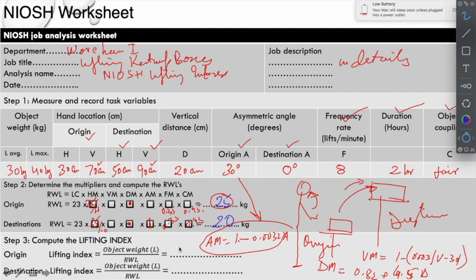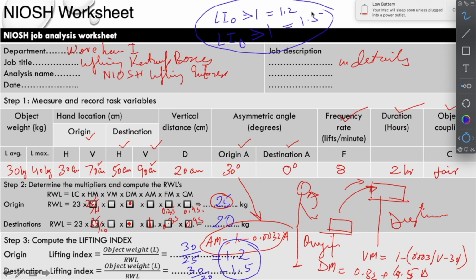So we will calculate the lifting index. Lifting index is object weight over recommended weight limit, and the average weight is 30. So 30 upon 25 will be the lifting index at the origin, and that will be 1.2, and here it will be 30 upon 20, so the lifting index will be 1.5. Lifting index at the origin is more than 1, equal to 1.2. Lifting index at the destination is more than 1, equal to 1.5.